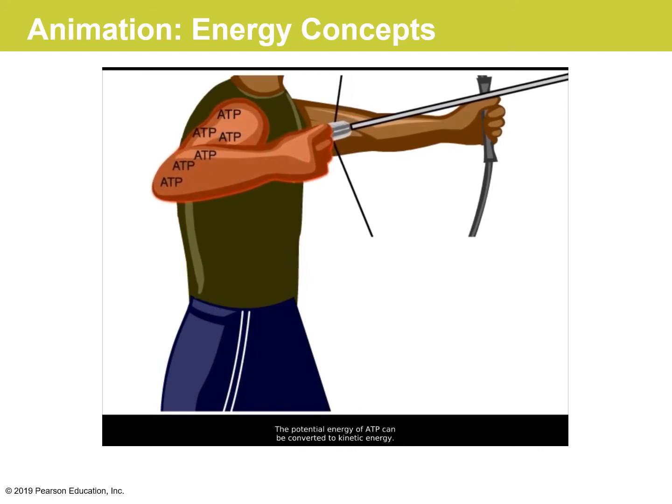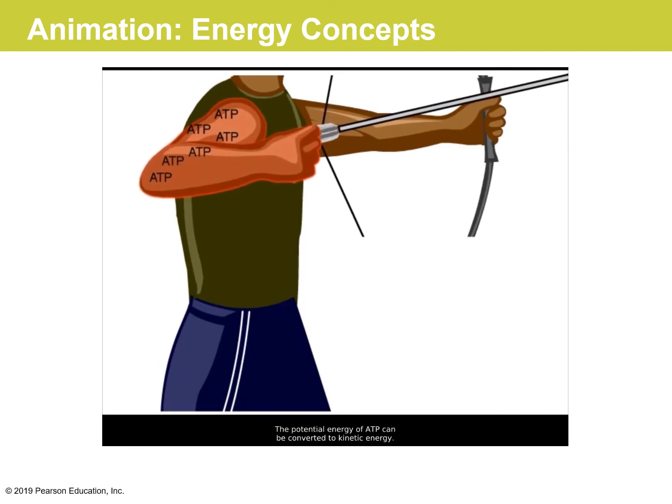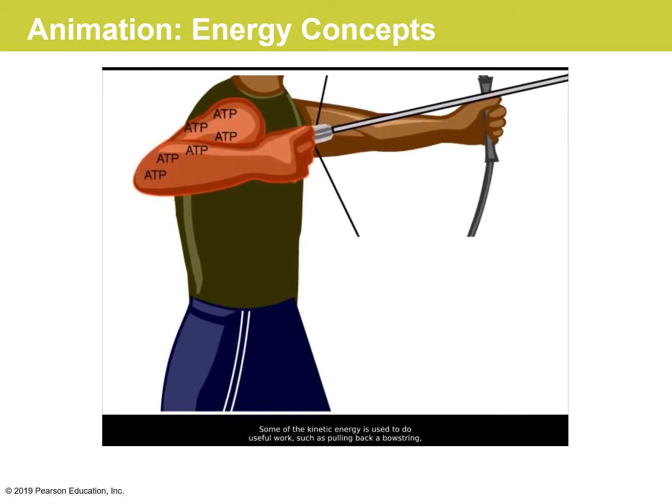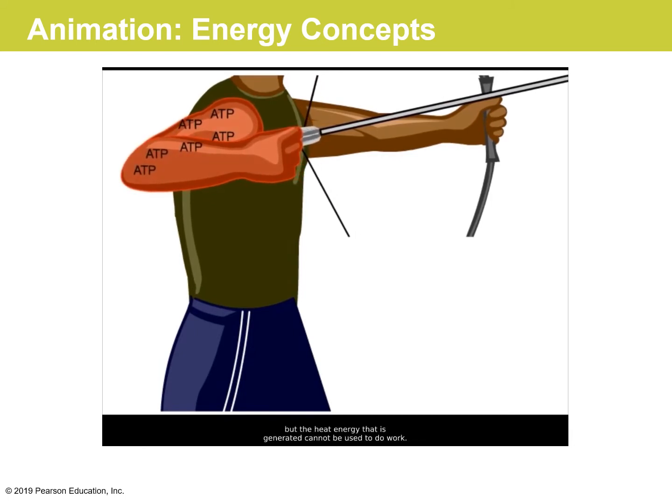The potential energy of ATP can be converted to kinetic energy. Some of the kinetic energy is used to do useful work, such as pulling back a bowstring, but the heat energy that is generated cannot be used to do work.